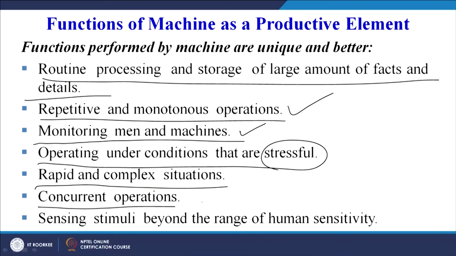Concurrent operations: man can focus on one or two or three operations at a time, but machines or automatic systems can concurrently do a different number of jobs depending upon the complexity of the automatic system. Sensing stimuli beyond the range of human sensitivity. Now our human body has certain physical capability to react to a particular type of stimuli, but that is within the range. If the stimuli is beyond the range, a machine is better capable to react to that kind of stimuli as compared to the human being.